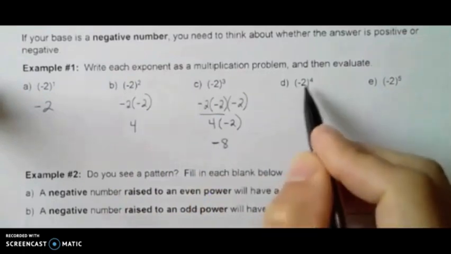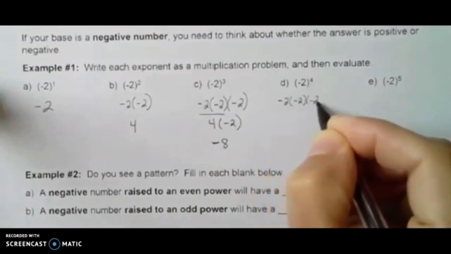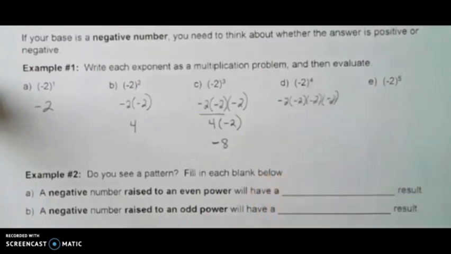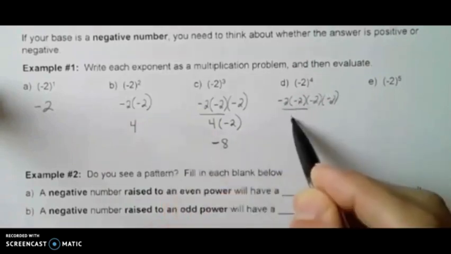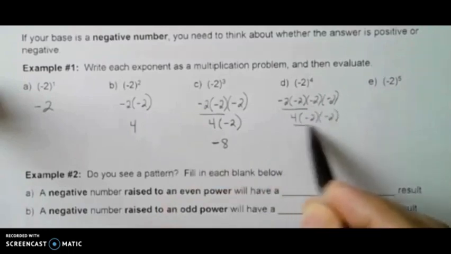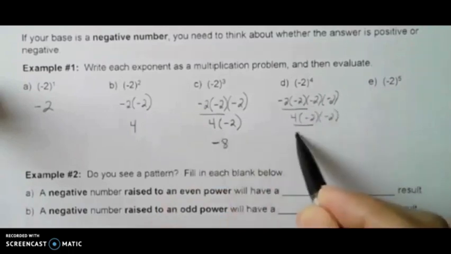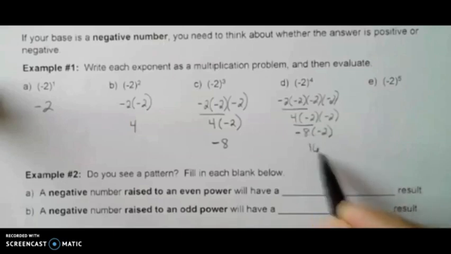With letter D, -2 to the fourth power, that means to do -2 times -2 times -2 times -2. And now again, we'll go from left to right. -2 times -2 was 4. Bring down the rest of the problem. 4 times -2 we just said was -8. So we have -8 times -2. Again, a negative times a negative is a positive, and 8 times 2 will give us 16.